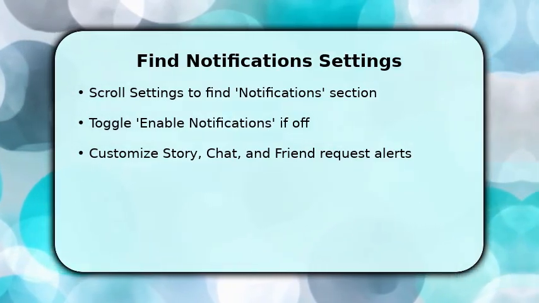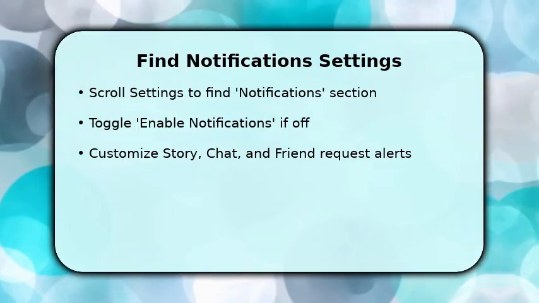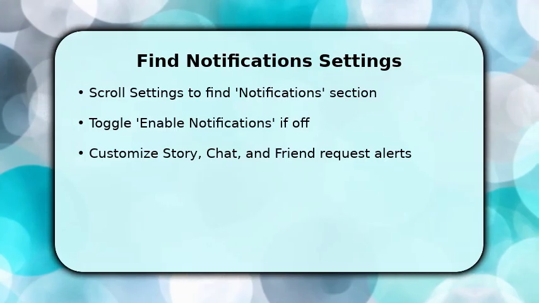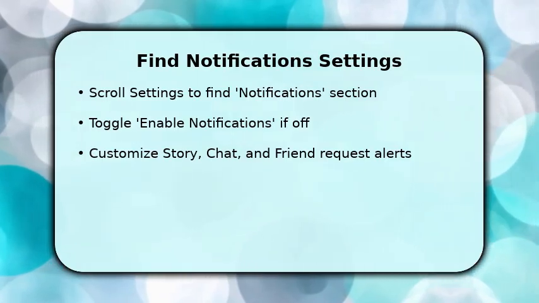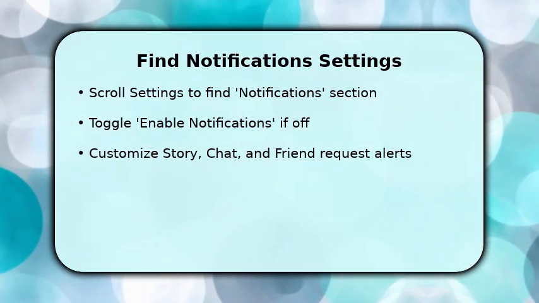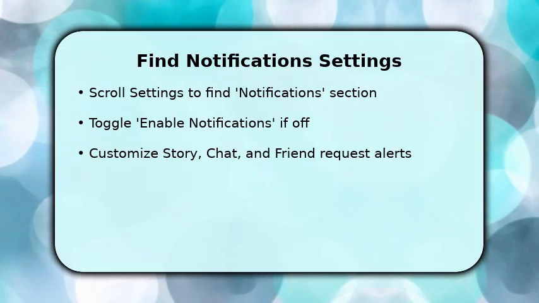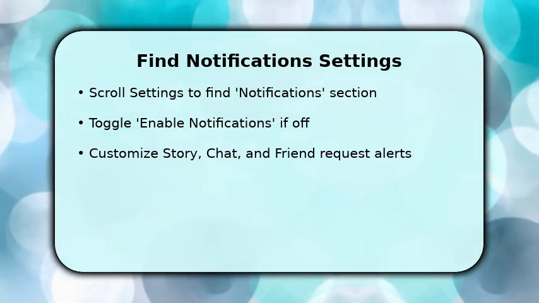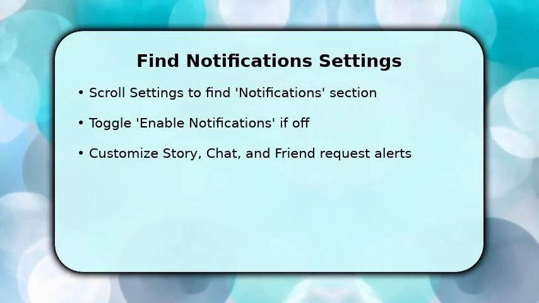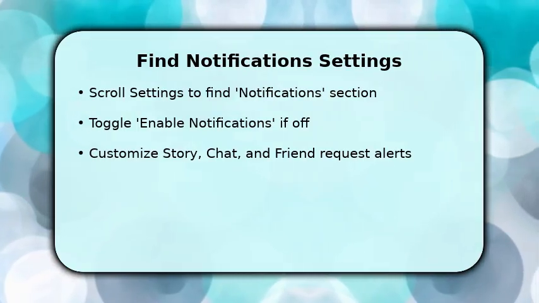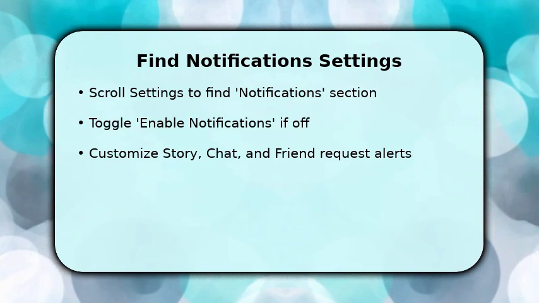Tap notifications to reveal a master toggle, turn it on if it's off, since that allows the specific types below to work. Next, review the list: chat, stories, mentions, friend requests, and more. Toggle each item you want unmuted. Make deliberate choices. If you keep everything on, expect more interruptions. If you only enable essentials, notifications stay focused.